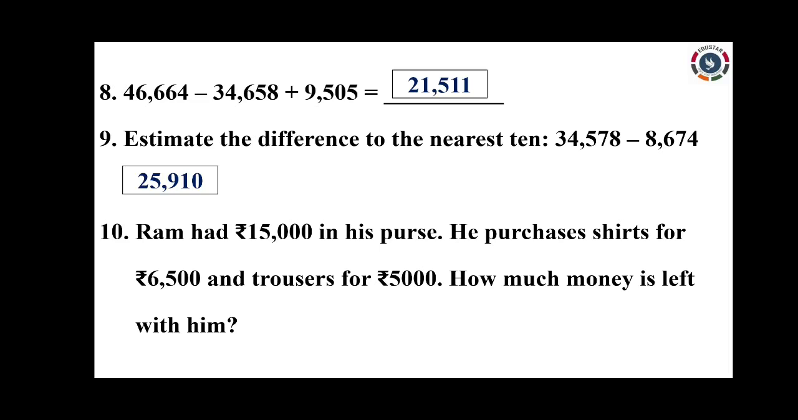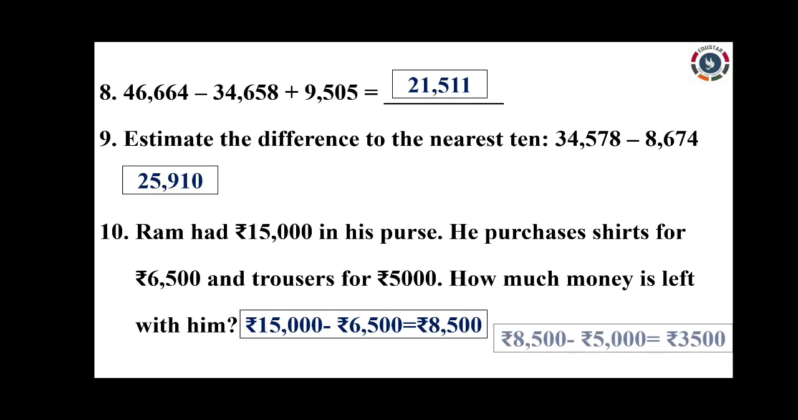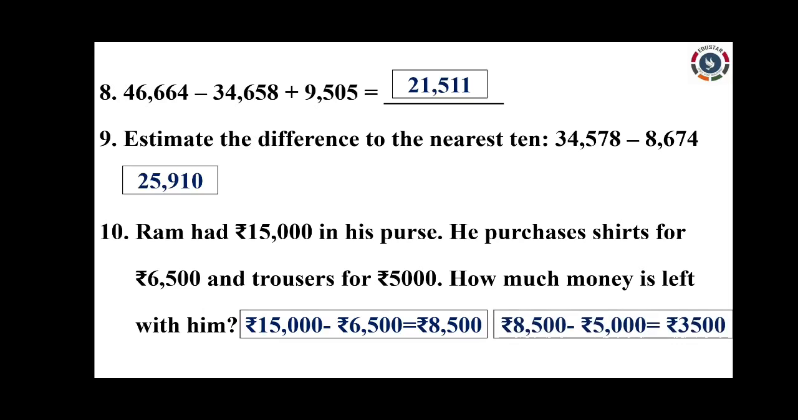So subtract 1 by 1. 15,000 minus 6,500. The answer is rupee 8,500. From this 8,500 we have to subtract rupee 5,000. So 8,500 minus 5,000. The answer is rupee 3,500.